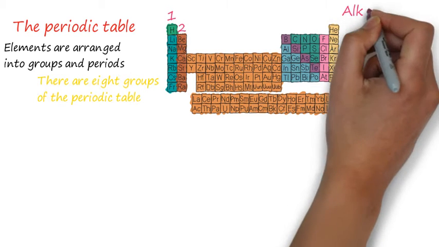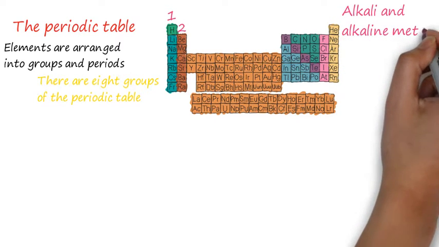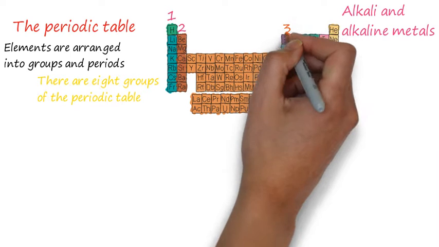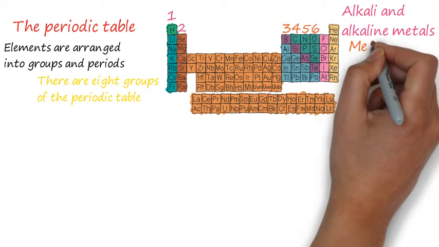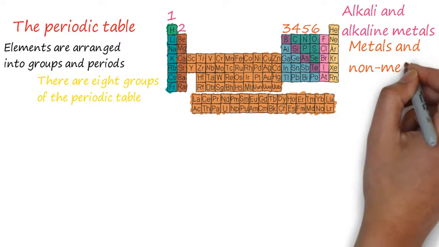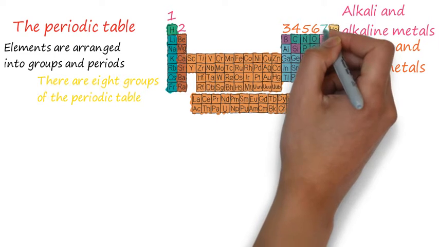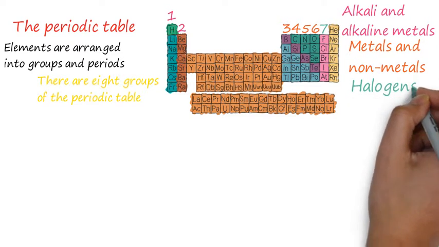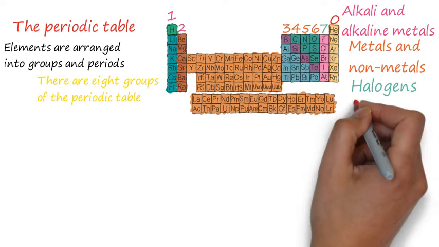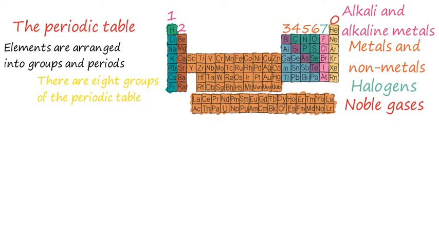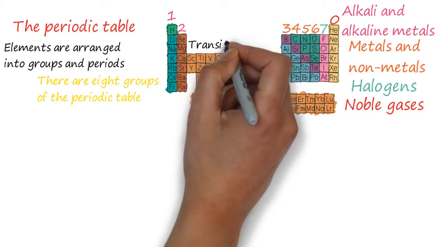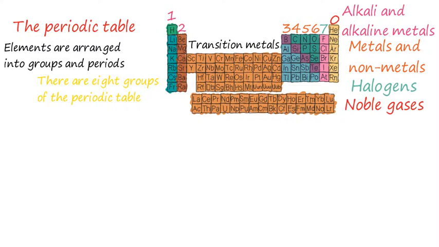Groups 1 and 2 are the alkali and alkaline earth metals. Groups 3, 4, 5 and 6 contain metals and non-metals. Groups 7 and 0 are non-metals, with group 7 containing the halogens and group 0 being the noble gases. In between groups 2 and 3 are the transition elements, which is a block of metals.